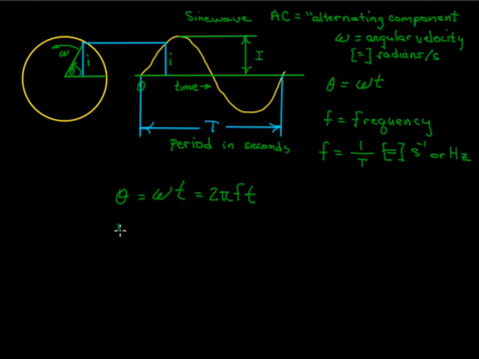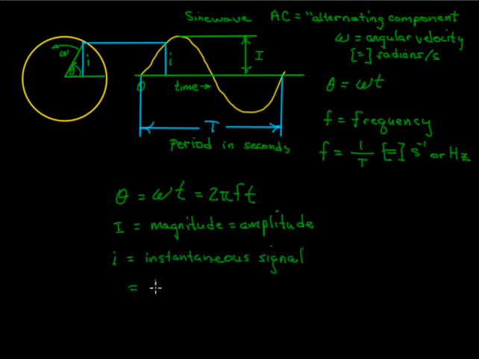Here I'm using a capital I for the peak or maximum current. The instantaneous current, or instantaneous signal, is equal to the maximum current or maximum signal times the sine of the angle omega t. Or in terms of the frequency, this is equal to I max times sine 2 pi f t.